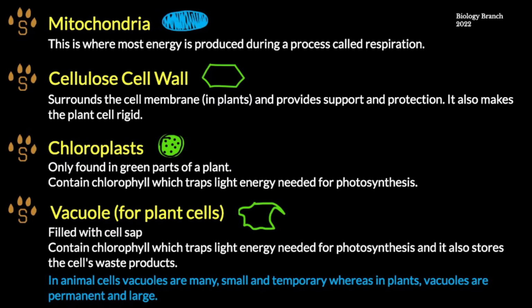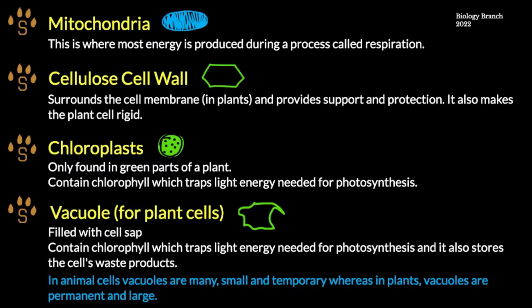So we go to the next one, which is the vacuole, and it's written for plant cells. So what's in white is for the plant cells. It says it is filled with cell sap, and it also stores the cell's waste products. That's also the function of the vacuole.